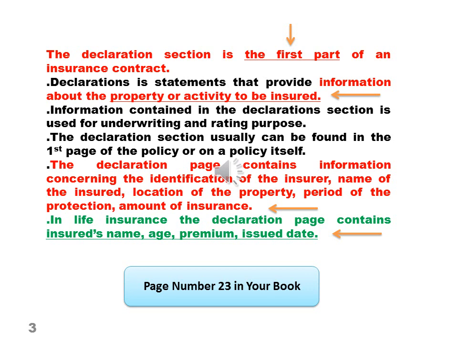The declaration page contains all information concerning identification, all information about the insurer. I mean by insurer, insurance company. You must notice that. Insurer means insurance company. Name of the insured, the name of the person who asks for insurance. Insured means the person who asks for insurance.